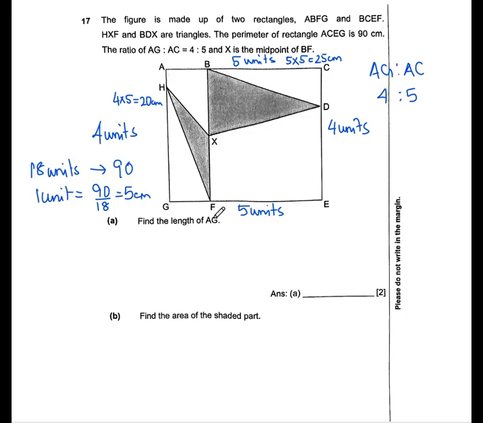Now find the length of AG. AG, according to this, we have found out is 20 centimeters. Find the area of the shaded part. Now to look at this, there is one more thing. X is the midpoint of BF. Now BF, you remember ABFG is a rectangle and this is the midpoint here.